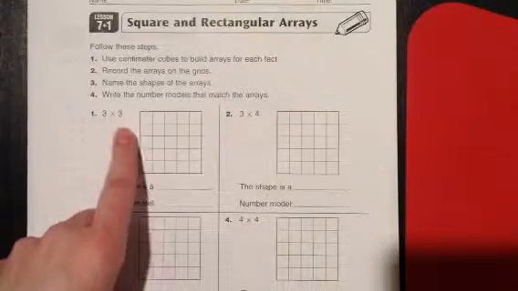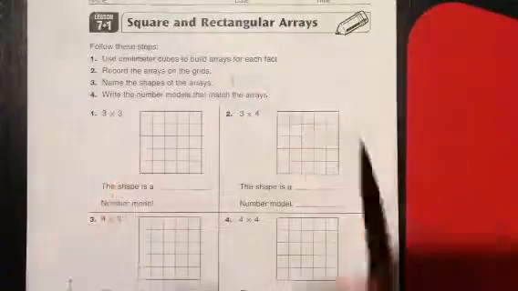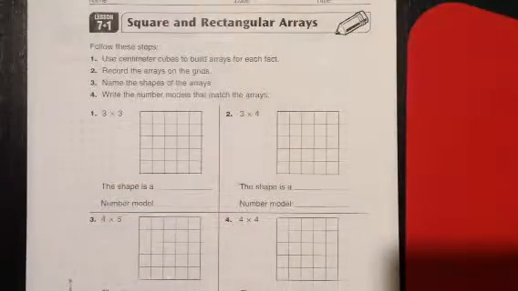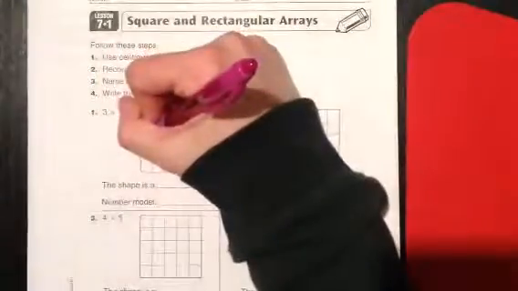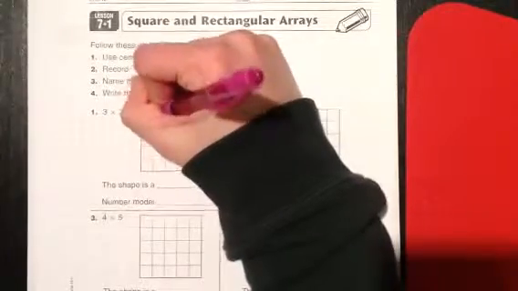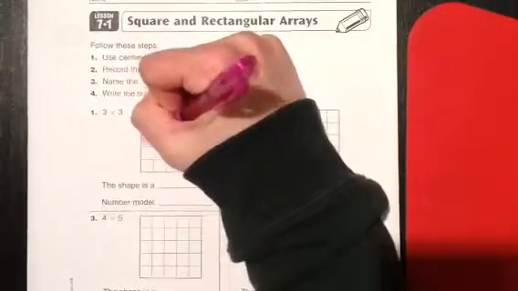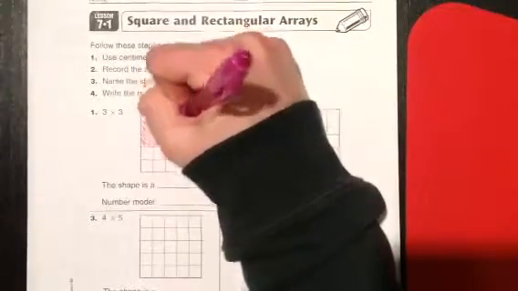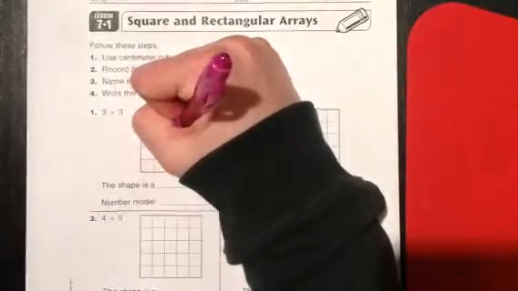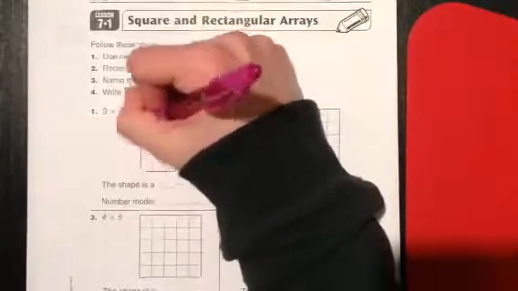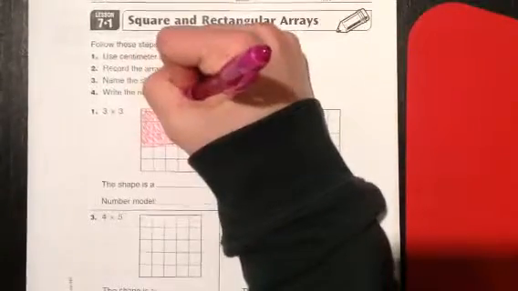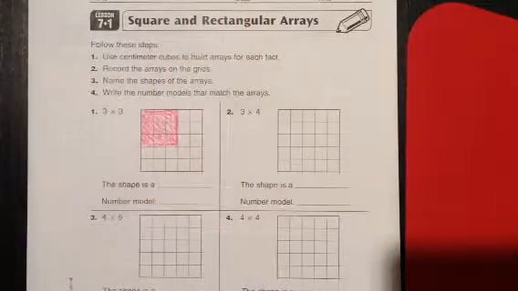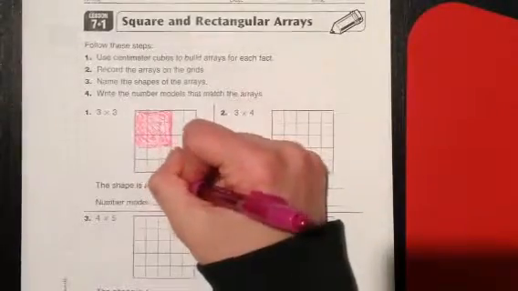So for this first one, for 3 by 3, they would simply color in a 3 by 3 array. And if you're trying to help your child at home, then the next prompt would be, what shape is this? And they should say this shape is a square.